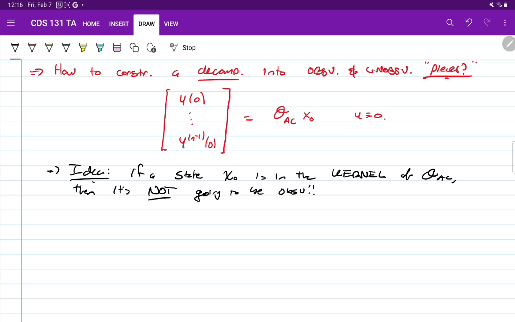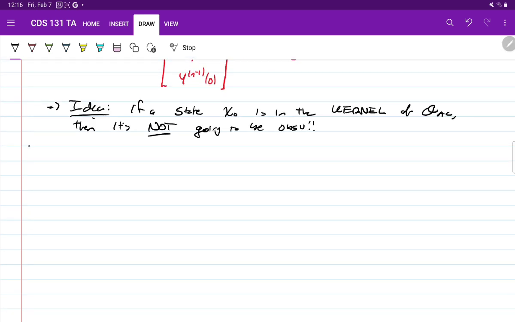Because anytime we have something in the null space, there's automatically non-uniqueness, right? We won't be able to uniquely reconstruct what that vector was, okay? So using this idea that the kernel of OAC represents states which we cannot uniquely reconstruct, we can define something called the unobservable subspace of our system. And then by taking the orthogonal complement of that, we can define the observable subspace of our system. All right, let me go ahead and do that.